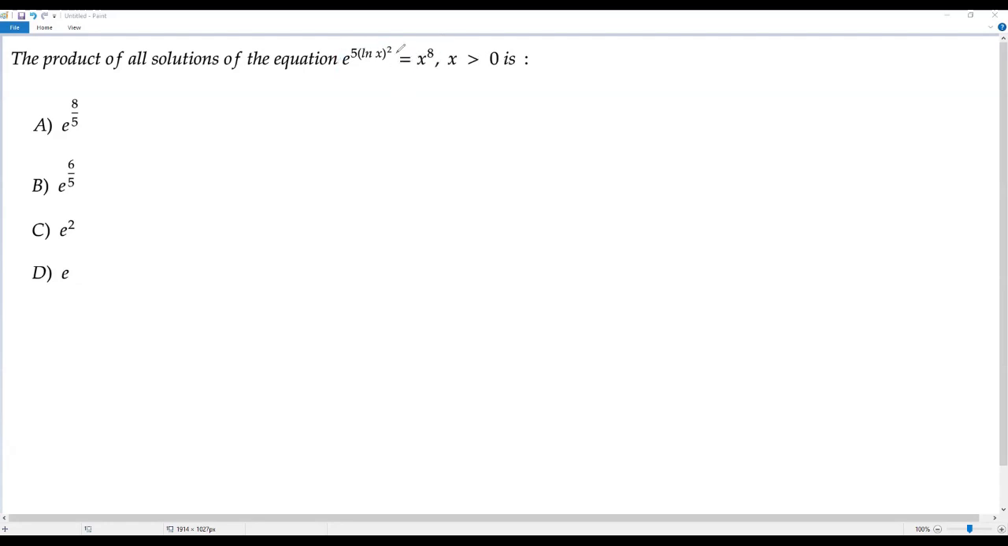That is, all solutions of this equation, and then I have to find the product of all solutions. Okay, now let me take the given equation as it is. It is (e^(5 ln x))^2 equals x to the power of 8. Here we have a logarithm.